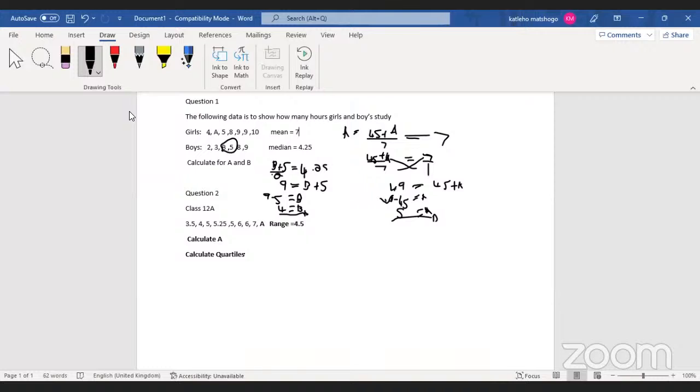Okay, let me ask you a question. What is the range? It's highest minus lowest. You have your clue now. What do you do? Yes, I gave you a clue of what you do. So A, it's here.